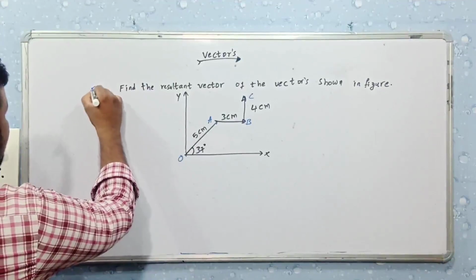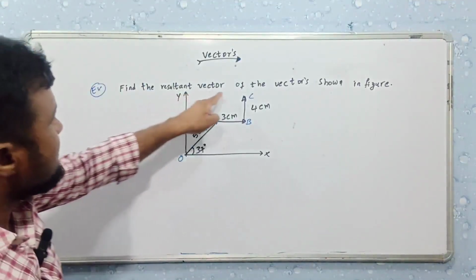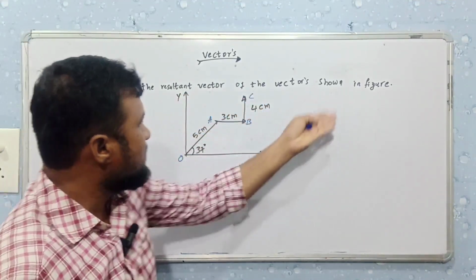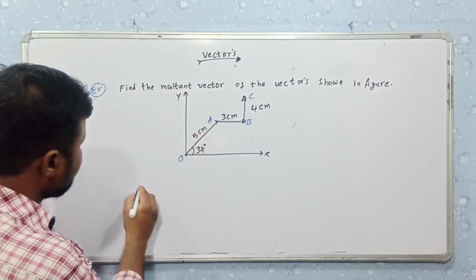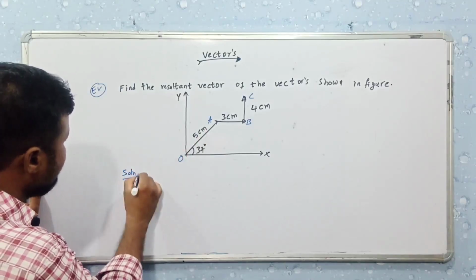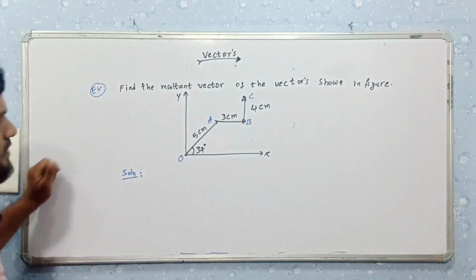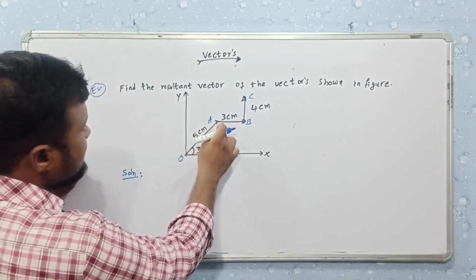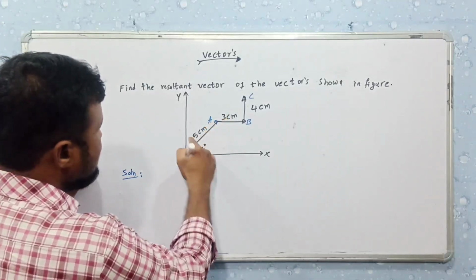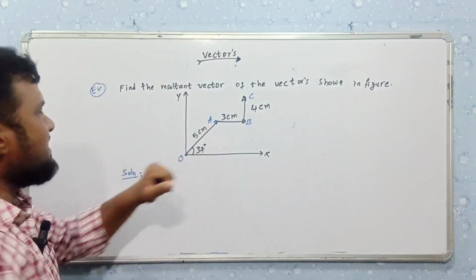Example, find the resultant vector of the vectors shown in the figure. Diagram given, we have to find the resultant vector. Solution. If you observe here, OA is a vector. That is 5 centimeter, making an angle 37 degree.